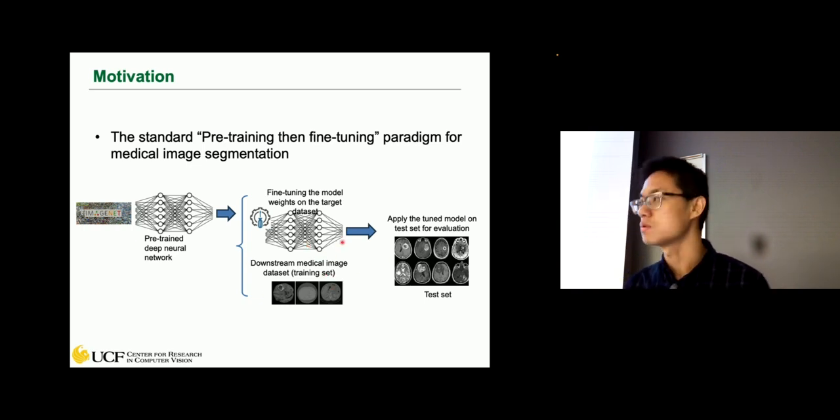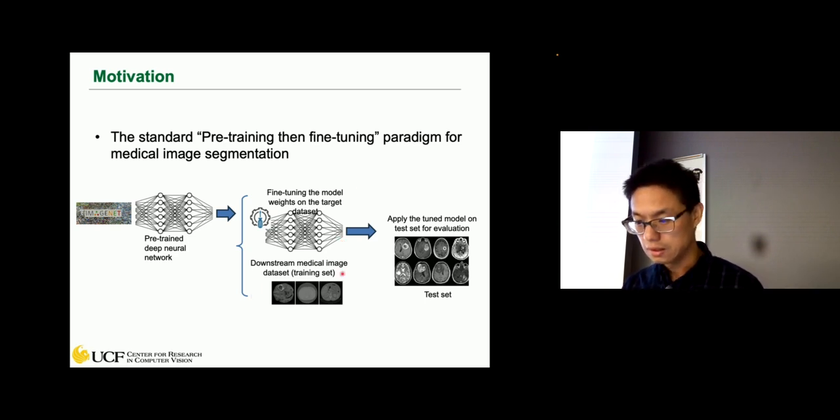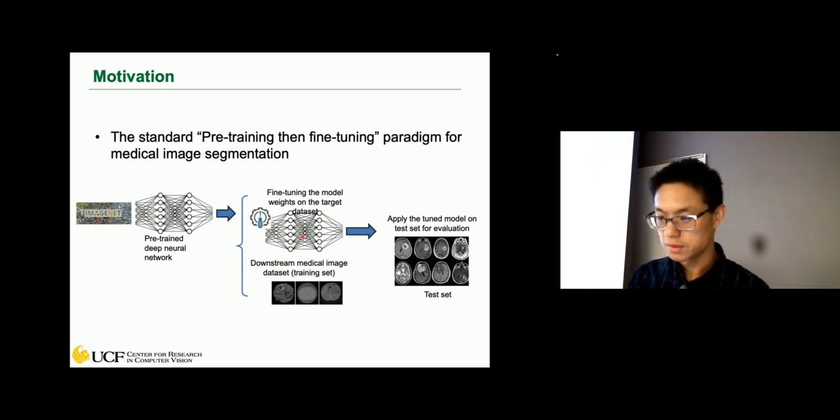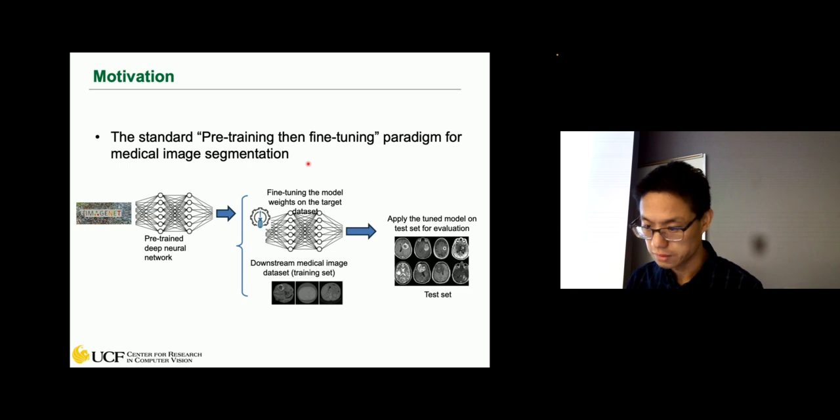But you can also selectively tune some of the layers, right? So as we mentioned in one class, right, you can selectively maybe tune the later layers, or maybe just tune the last classification layer, right? But ultimately, this is the standard strategy, right? Pre-training, then do the fine-tuning.